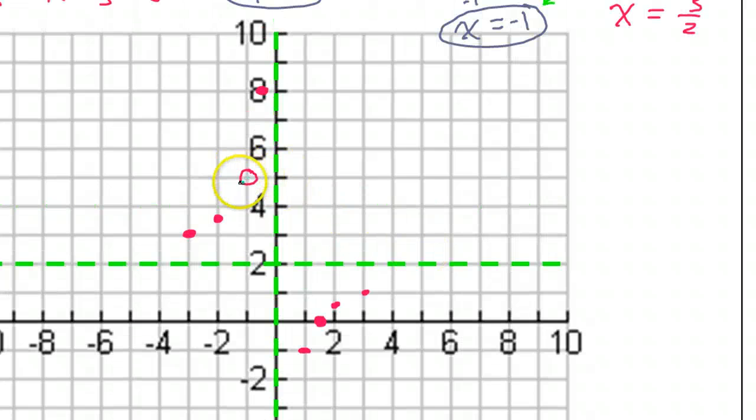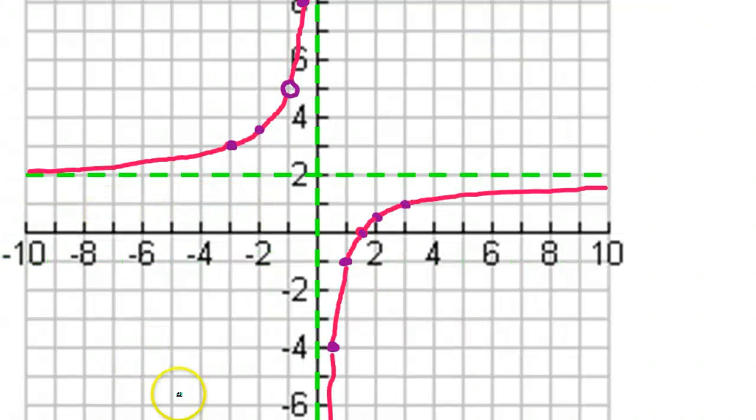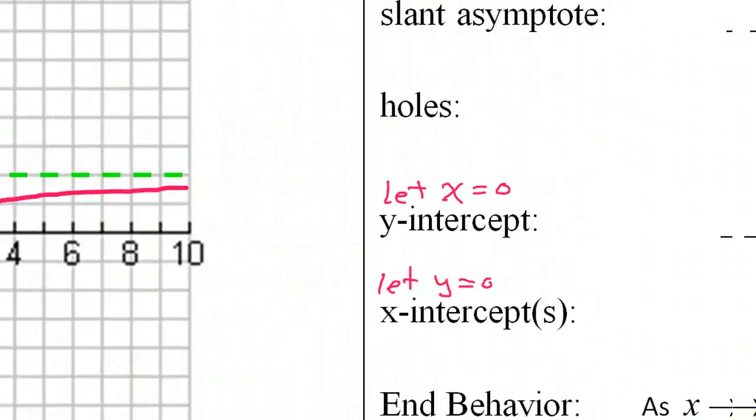Alright, be careful about this hole. Make sure you don't just graph right through it. Leave a nice hole when you draw these branches. So your graph is going to look something like this.